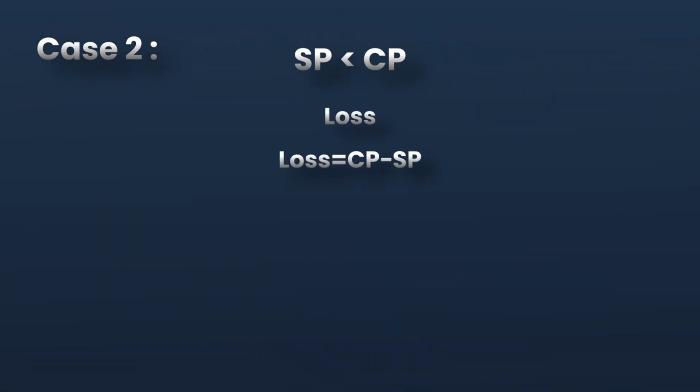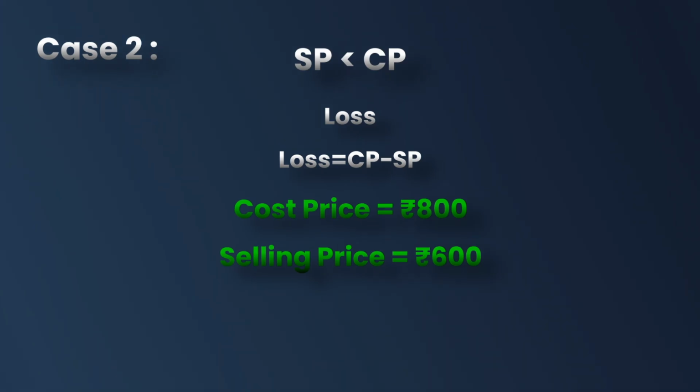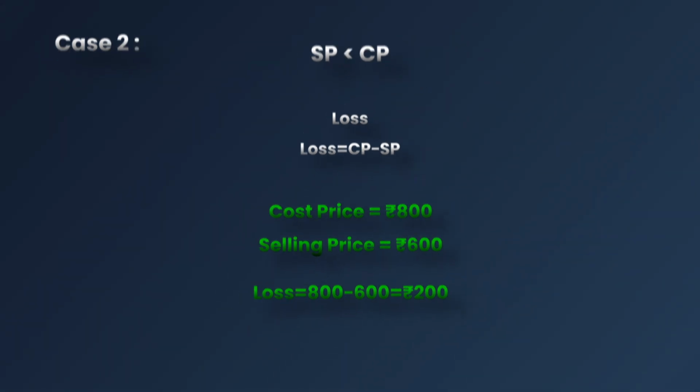Now let us see case 2. If cost price is greater than selling price, the product is sold for less money than it was bought. So the seller loses money. This is called loss. Loss equals cost price minus selling price. Example, let us take cost price as 800 and selling price as 600. The margin is 800 minus 600, which is 200. So the shopkeeper made a 200 loss.